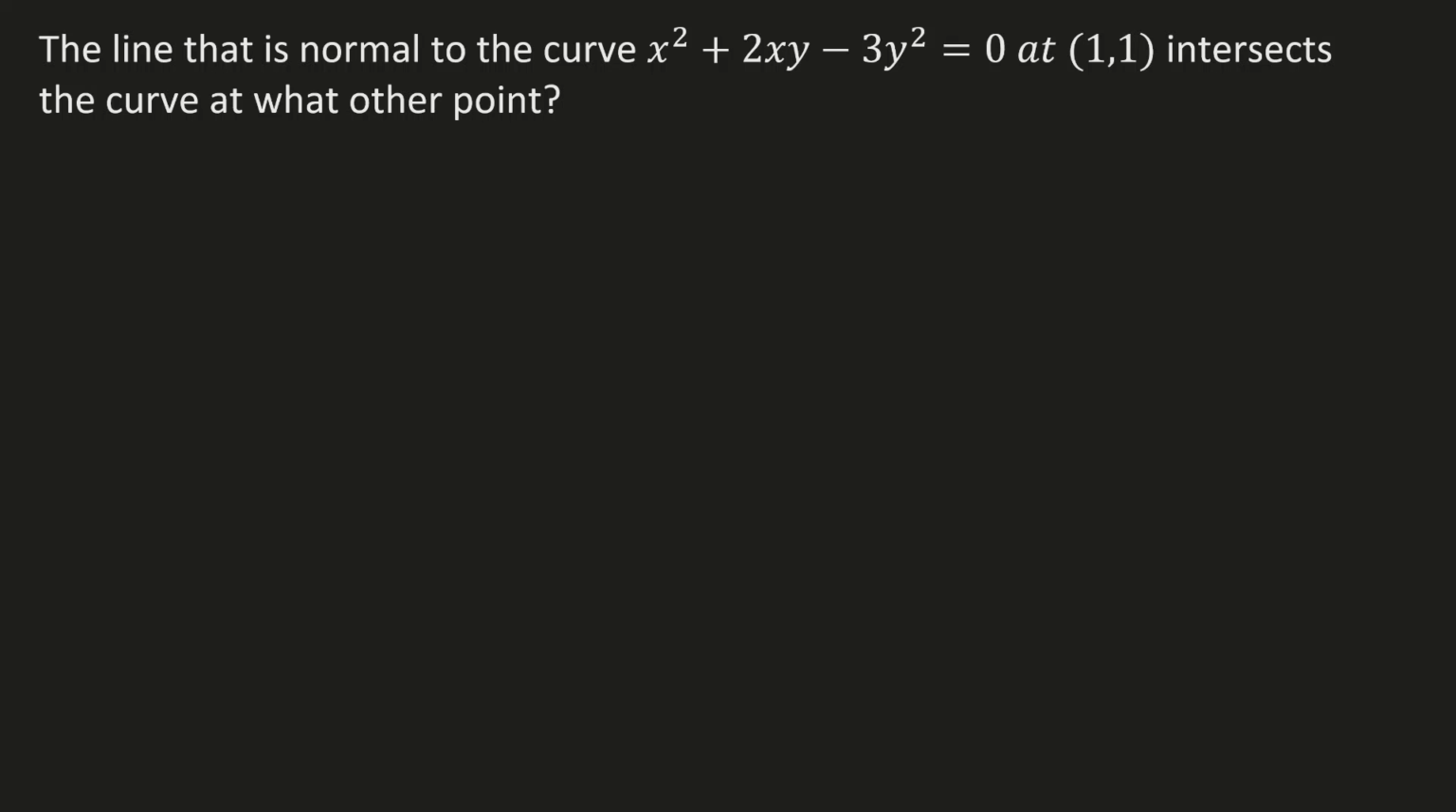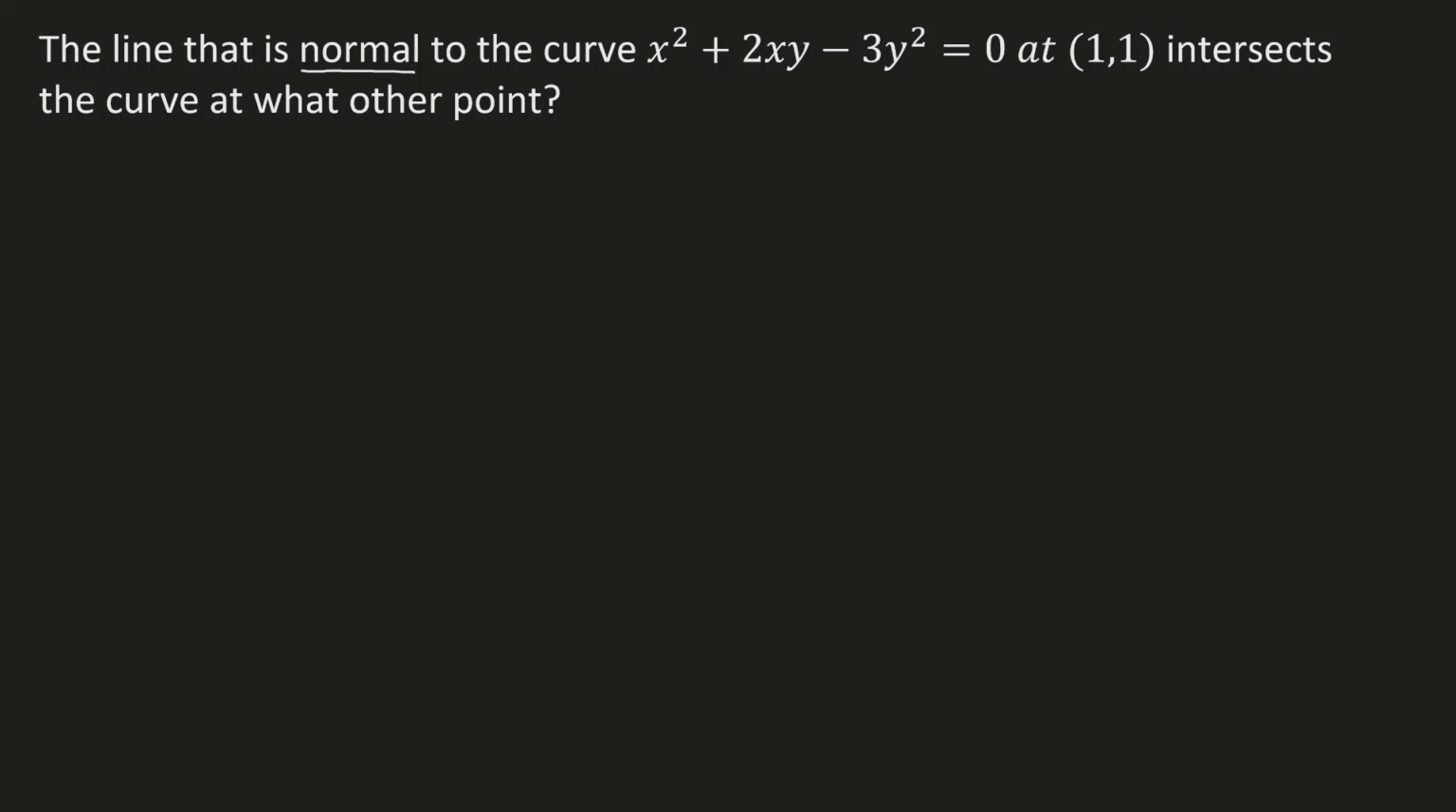This is from the Thomas Calculus book. So we have that the line that is normal to the curve x squared plus 2xy minus 3y squared equals 0 at (1, 1) intersects the curve at what other point? So the normal of the curve is just perpendicular. Normal means perpendicular. So let's start off by differentiating the equation of the curve.